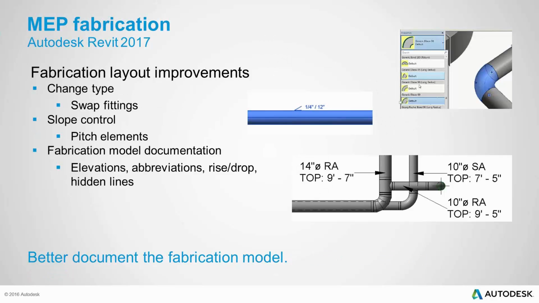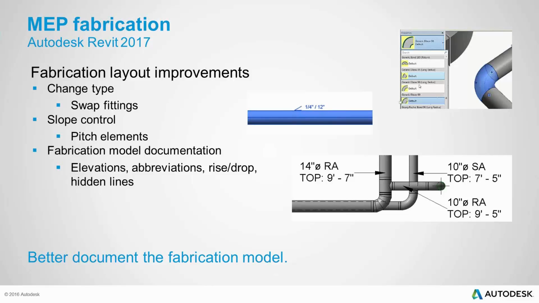So moving on to fabrication layout improvements. First of all, you can really quickly change the type of your fitting and swap out one fitting for another. This is functionality that you expect from Revit, but now you can do it for fabrication parts. You can also control the slope of fabrication segments and change their slope really easily with a nice little in-canvas control.